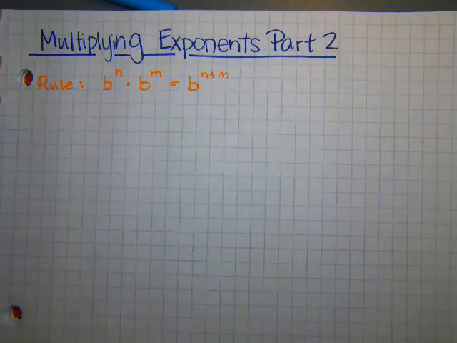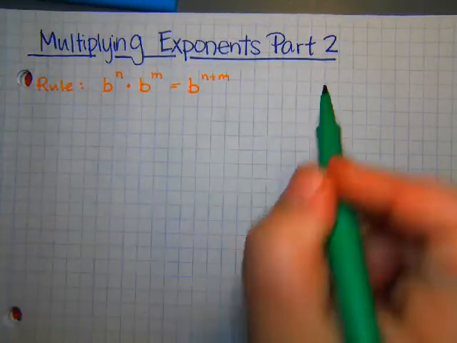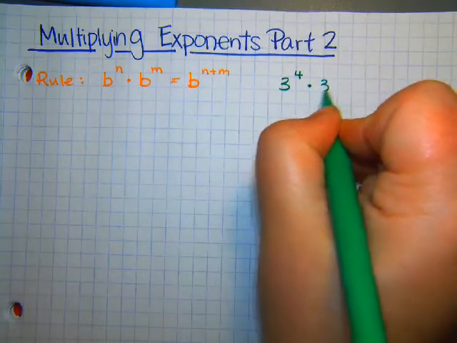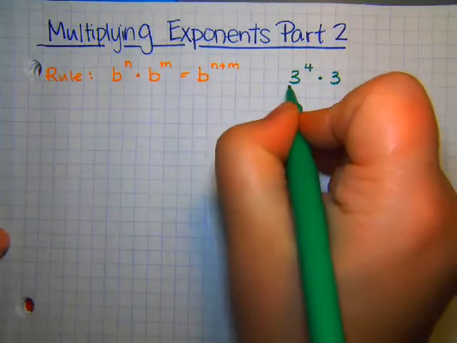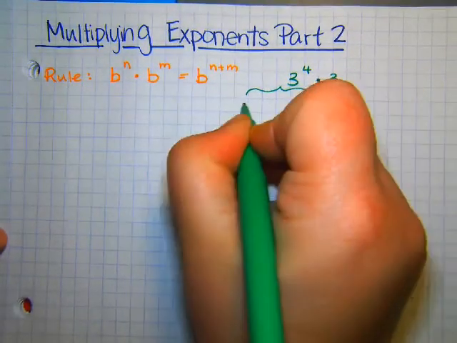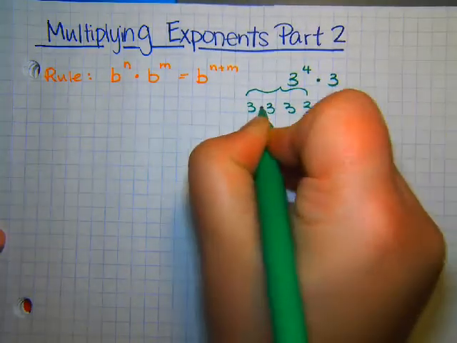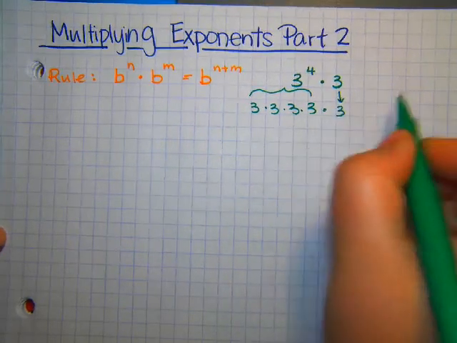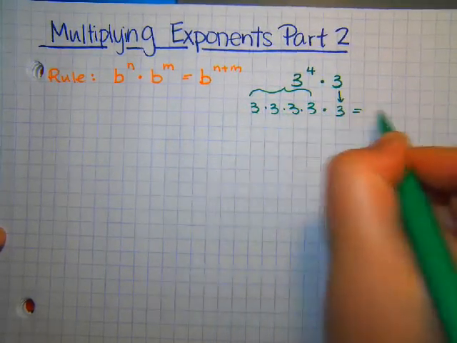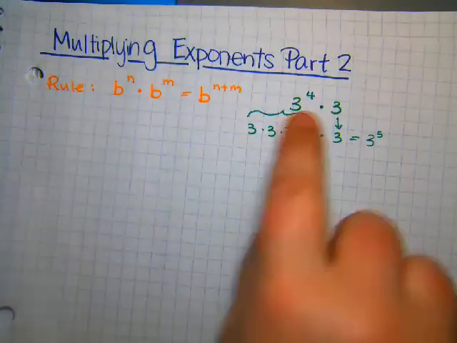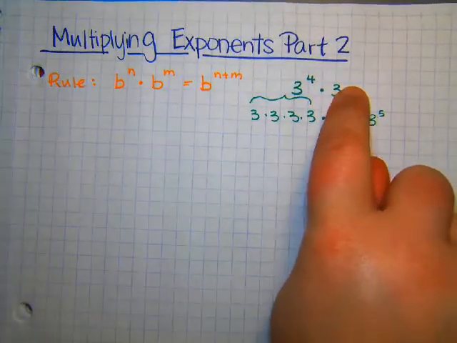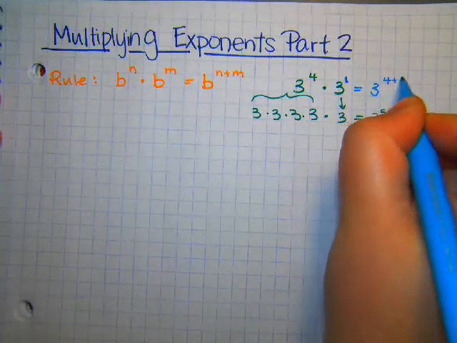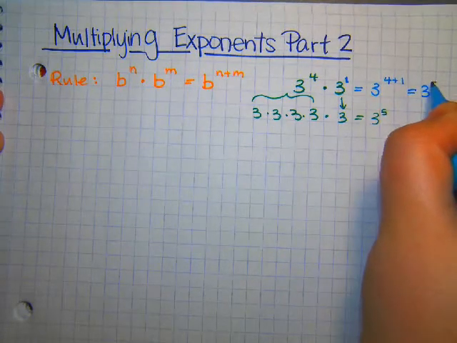So unfortunately, they're not always as simple as, let's say, 3 to the 4th power times 3, right? So if you expanded this, you would have 3 times itself 4 times, and then this is once, right? And then that's 5 times: 1, 2, 3, 4, 5. So 3 to the 5th. Or remember, we learned yesterday that if you don't see a number there, it does still have an exponent. The exponent is 1. And so you have 3 to the 4 plus 1 power, or exponent, which is 3 to the 5th. Same thing.